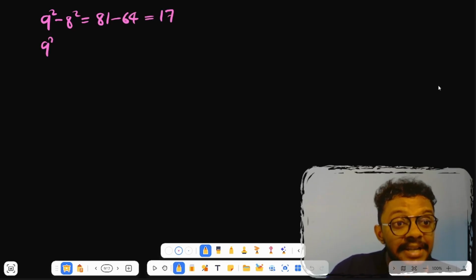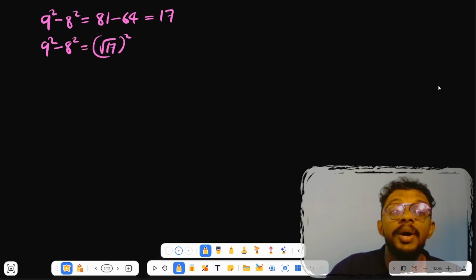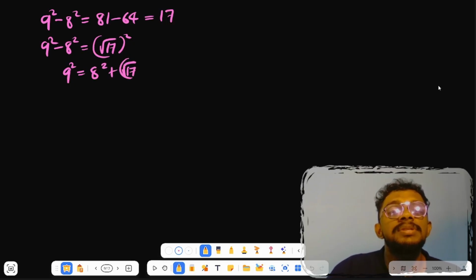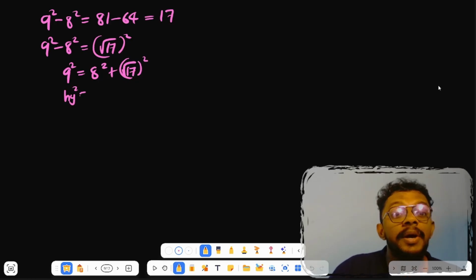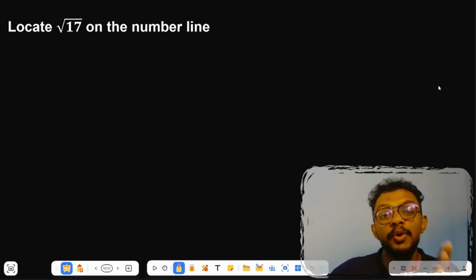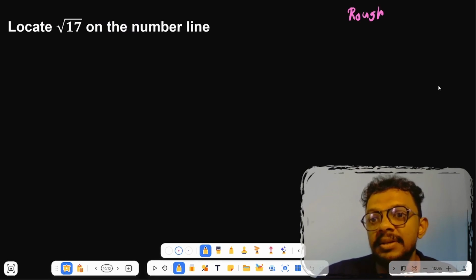What I'm trying to say is 9 square minus 8 square is root 17 whole square. What does that mean? 9 square is equal to, minus 8 square coming to the right side, plus 8 square: 8 square plus root 17 square. Hypotenuse square equal to base square plus altitude square. So if the hypotenuse is 9 and the base is 8, automatically the altitude will be root 17. In order to locate root 17 on the number line, what will be my rough figure?